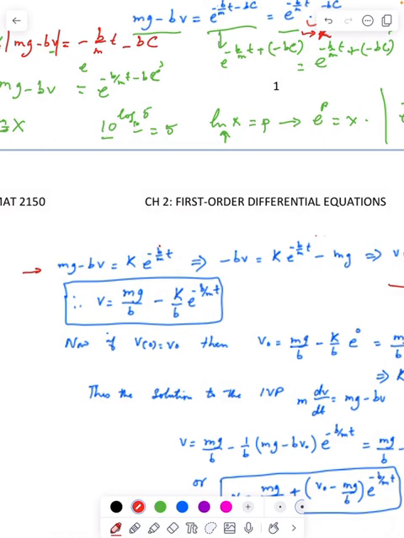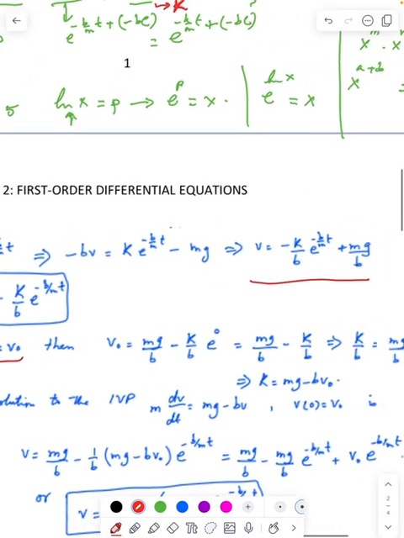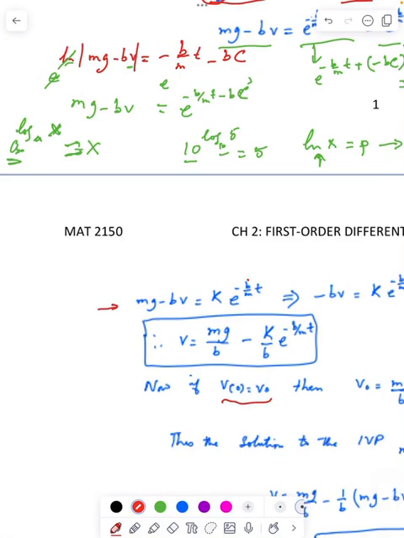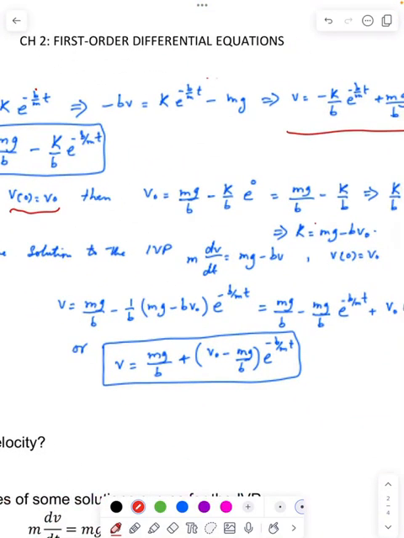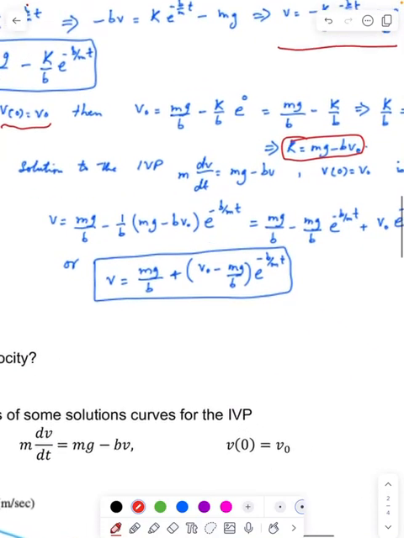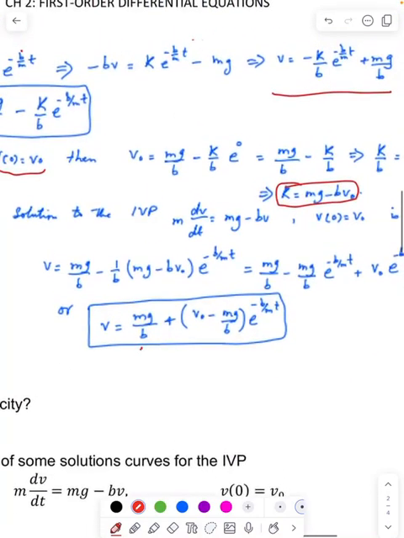But now consider an initial condition given, which is v of 0 is equal to v naught, and plug it in the equation for v, and we can find the value for K, which comes out to be mg minus bv sub 0, or bv naught. Now we go back, plug it in the equation, and we get v is equal to mg over b plus v naught minus mg over b times e to the minus b over mt.